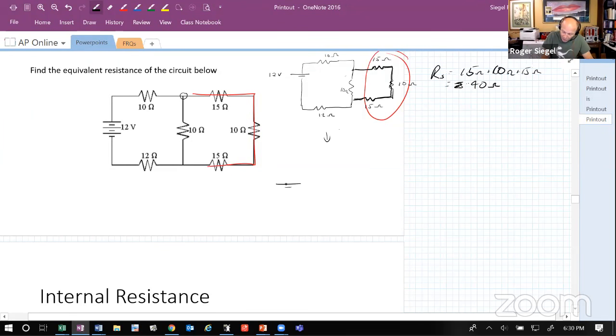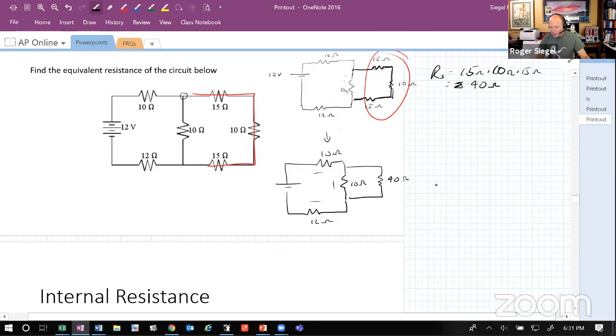All right, now what I'm going to do is I'm going to redraw this now. And I've got the 12 volts here, the 10 ohms. I've got these 10 ohms. I've got these 12 ohms, these three. 1, 2, 3, 1, 2, 3. But now I am in parallel with this 40 ohm resistor, or these three resistors that are 40 ohms.